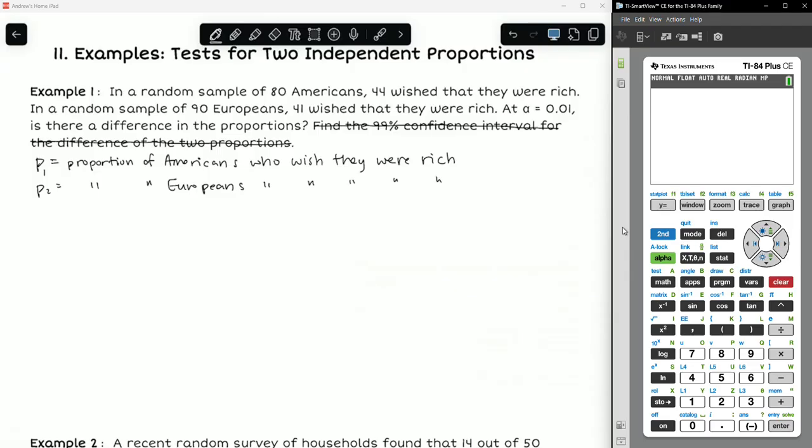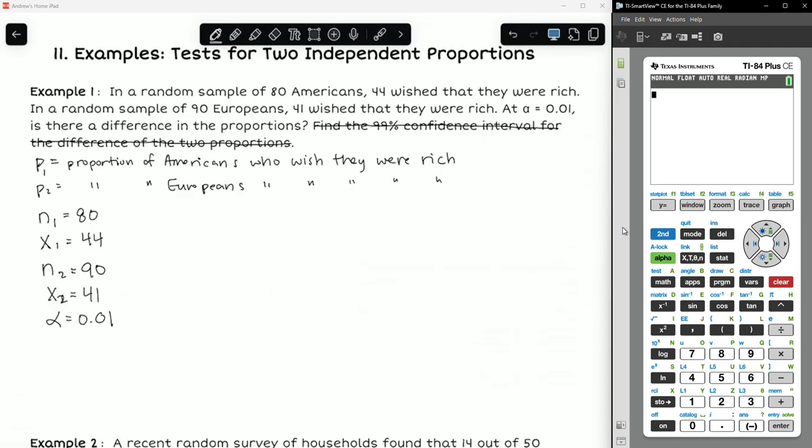And we're going to go ahead and organize here. So we are told we take a random sample of 80 Americans, and we get a sample success of 44 who wish they were rich. For Europeans, sample 2 was 90 Europeans with a number of successes of 41. And then I am told my significance level is 0.01.